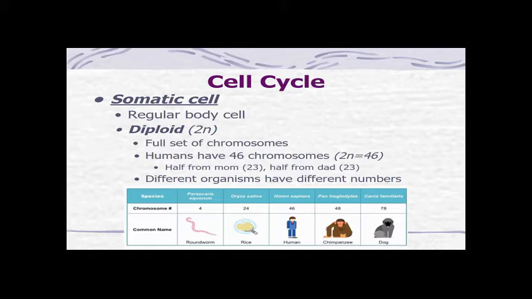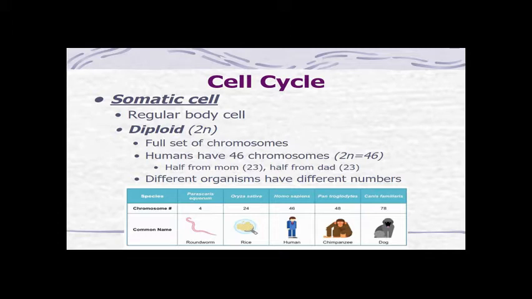We get half of our chromosomes from our mom, and we get half of our chromosomes from our dad. So 23 from mom, 23 from dad. That's how we get our 46. And since we're getting half of our genetic information from our mom and half of our genetic information from our dad, that's why we are unique, yet a combination of both parents.